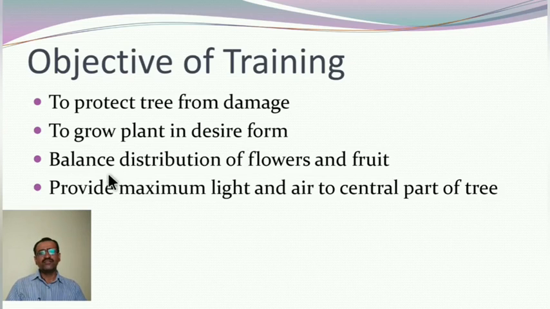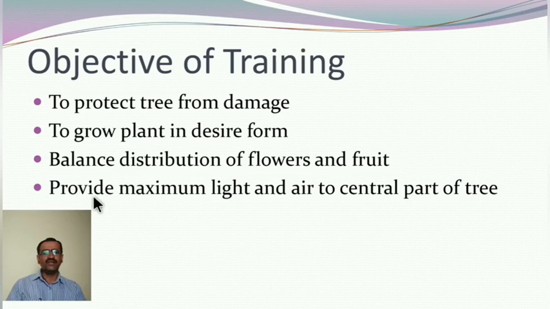The next one is the balanced distribution of flowers and fruit. For what? For producing the branches on the main framework of the tree. Balanced distribution of flowers and fruit: if specific branches are there, at that time the distribution is balanced. Otherwise, it is unbalanced. So this is another main objective.